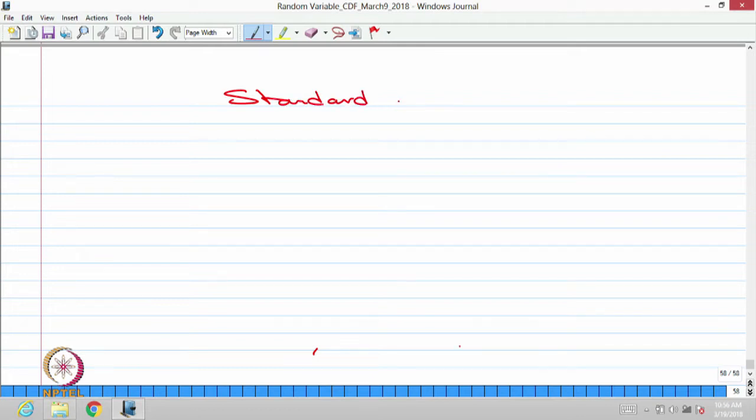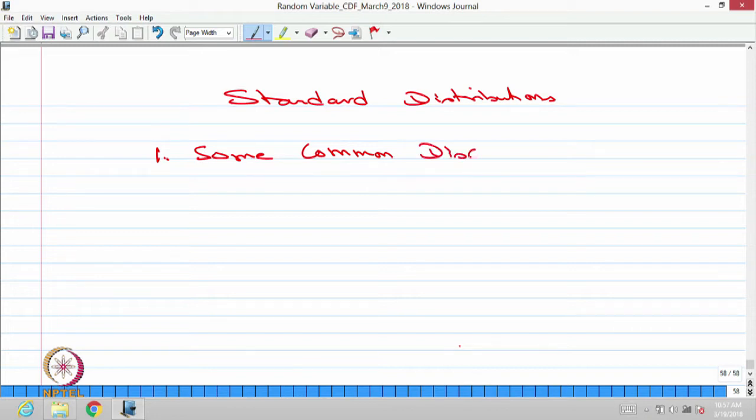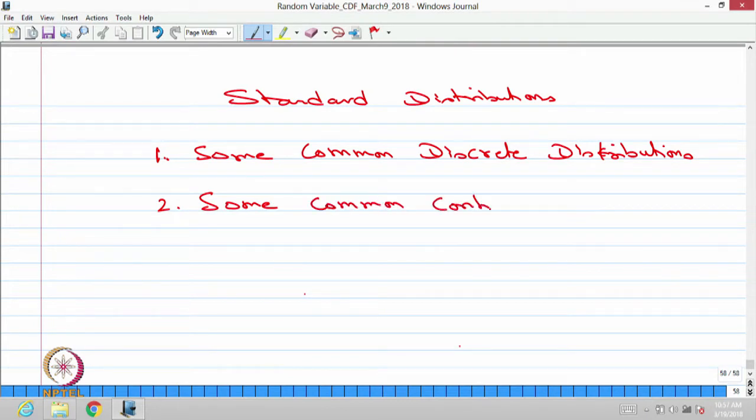The title of the module is standard distributions. In this, first we are going to discuss some common discrete distributions. Second, we are going to discuss some common continuous distributions.